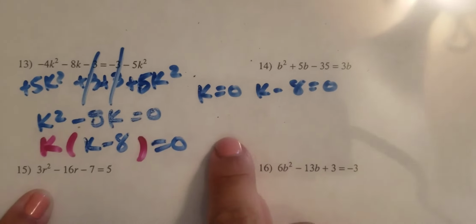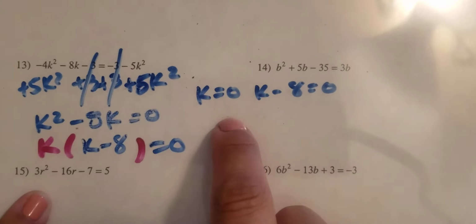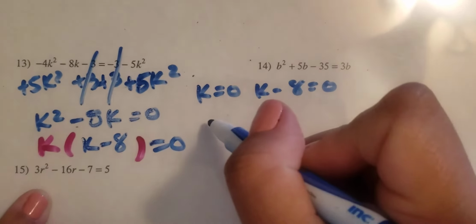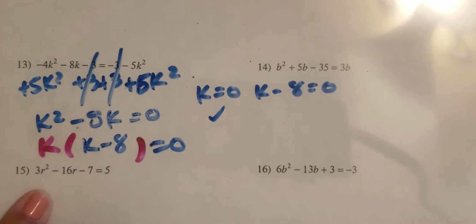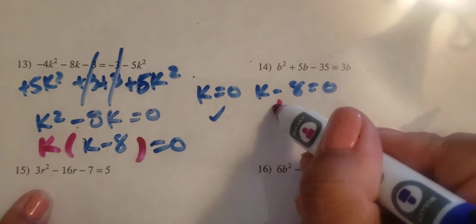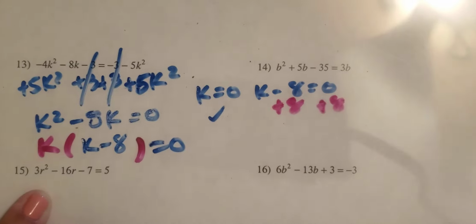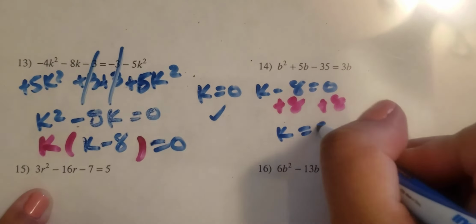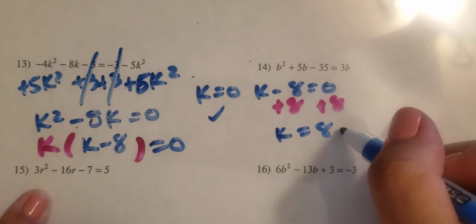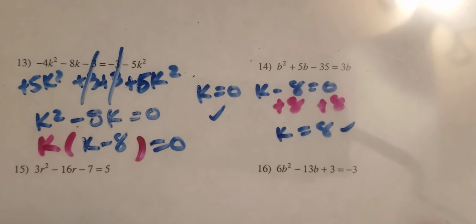Okay. So if you notice in the first one, when you set k equal to 0, technically you already have it solved. So that's actually one solution. And the next one, to solve for k, we're just going to add 8 to both sides. And then we have k equals 8. And that's it. So now you've solved for both.